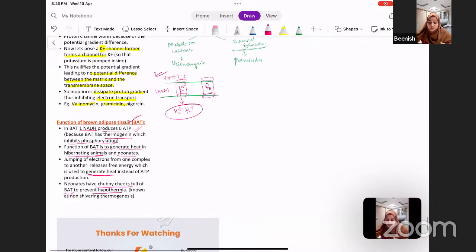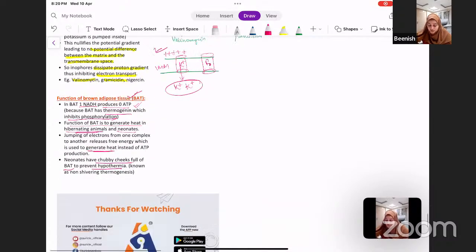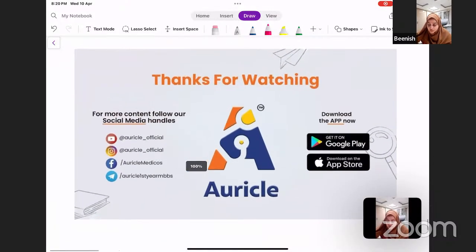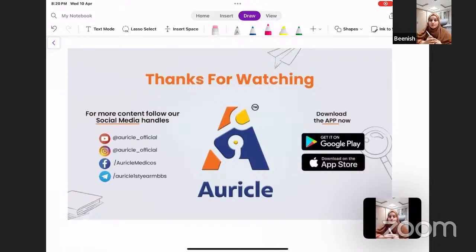So that was about the electron transport chain. And with this, we come to the end of the class. It was an important and a little sophisticated topic. I hope you were able to understand it. If you have any queries, you can send them. Probably we'll be starting with vitamins from next week.